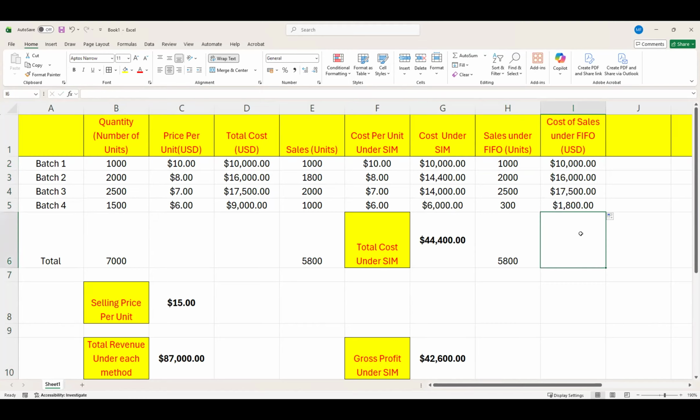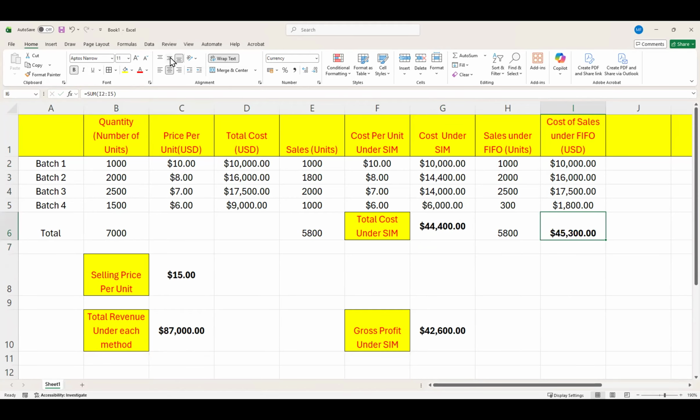And obviously, what is the total cost? Let's see. What is the total cost of goods sold under FIFO? It is 45,300. So you see a clear difference over here. Now under FIFO, your cost is a little on the higher side as compared to specific identification. Can you explain why?